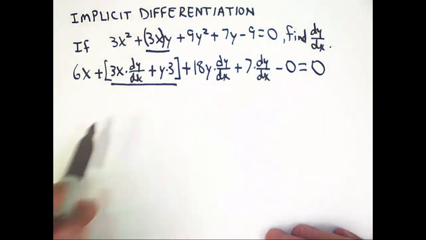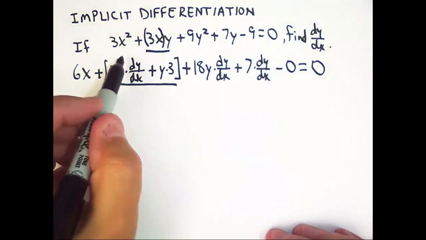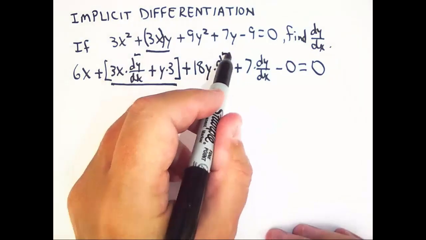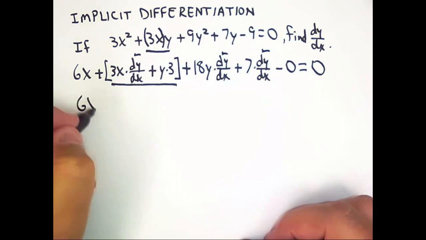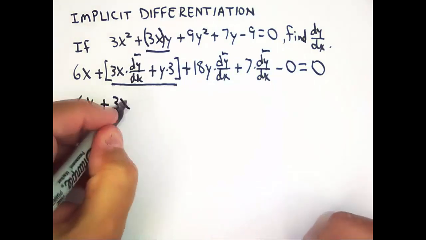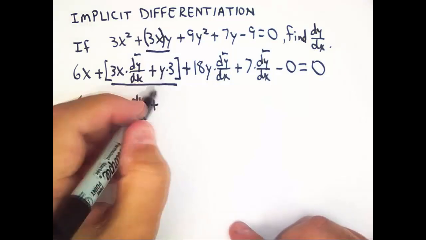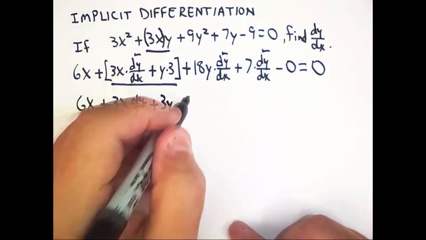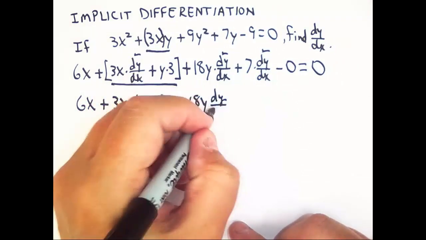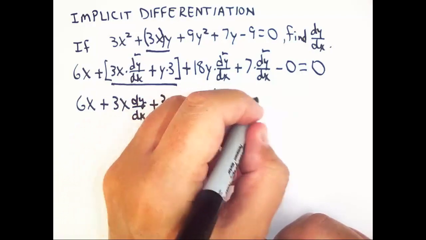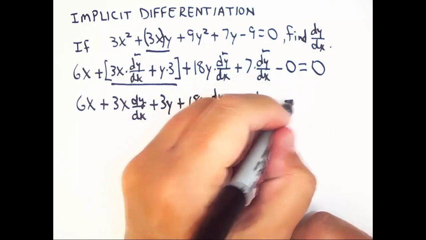Now I want to clean this up a little, make it look better. I also want to collect the terms that have dy over dx together on one side. So I'll write this as 6x plus 3x dy over dx plus y times 3, more commonly written as 3y, plus 18y times dy over dx plus 7 dy over dx. And those are all 0, so you just have it equal to 0.